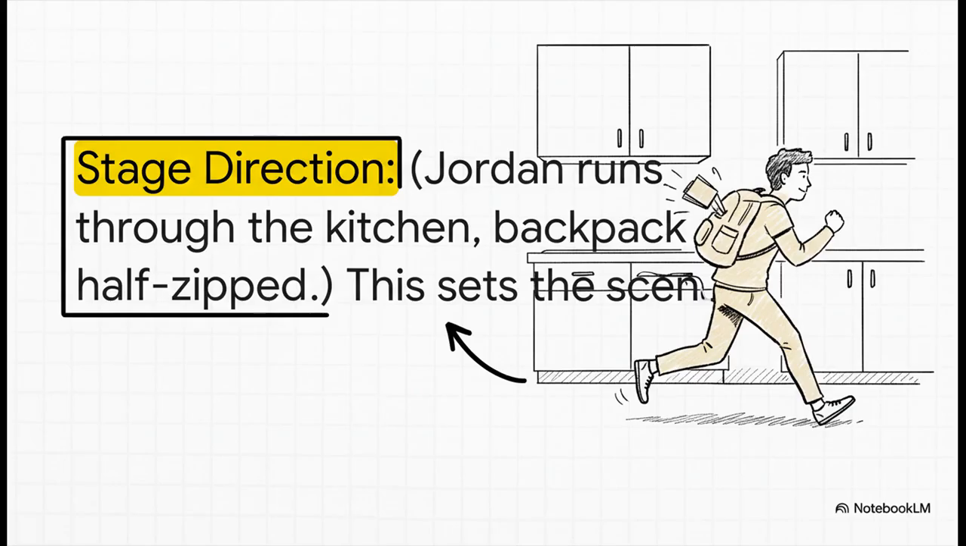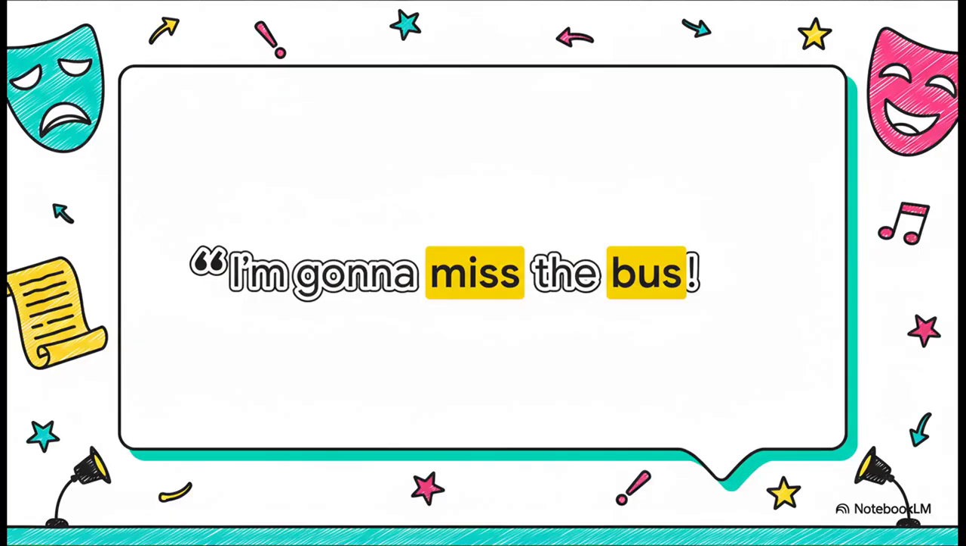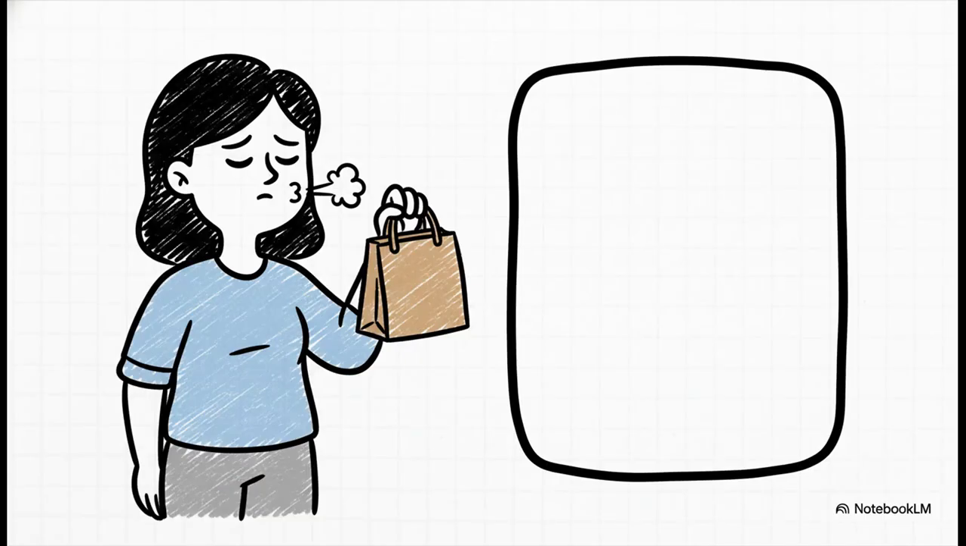Now look at that very first stage direction. "Jordan runs through the kitchen, backpack half zipped." See that? Before a single word is spoken, we already feel the chaos, the rush. We know something's up. And then, boom, the dialogue confirms it. Jordan yells, "I'm gonna miss the bus." Now, check out Mom's action.